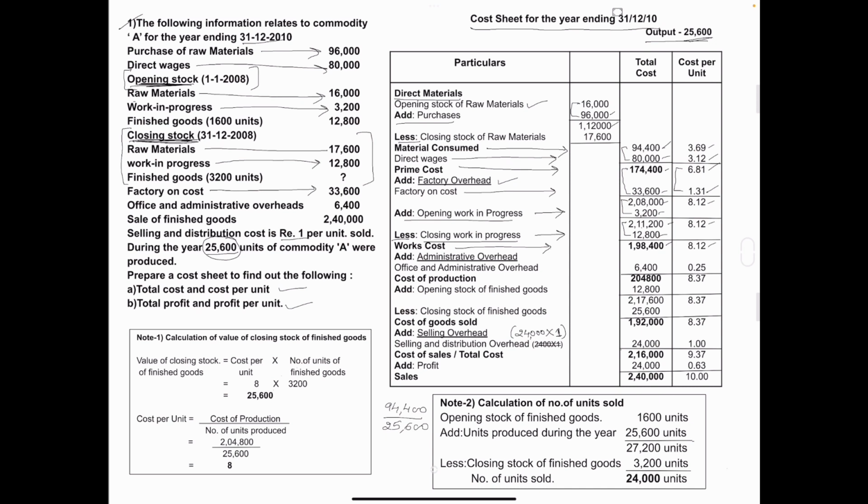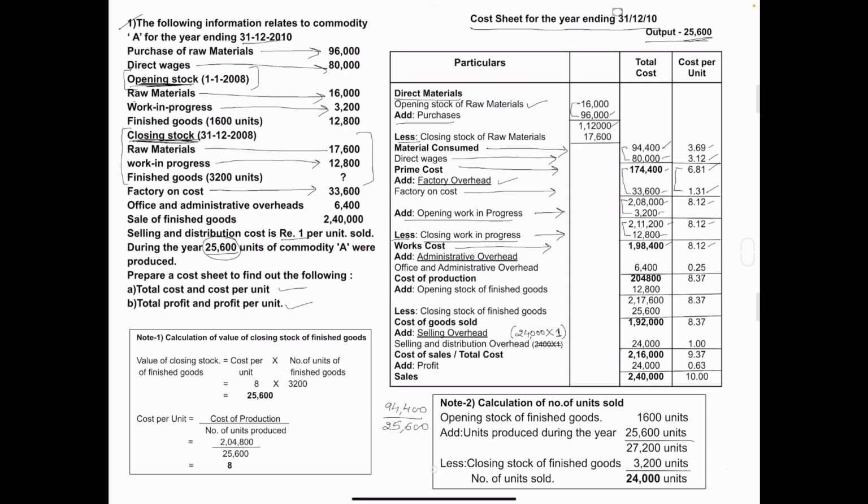After that, we have to add administrative overhead. One more name for this is office overhead. Any charges, any expenses or any overhead related to office or administrative will be taken under this head. For example, printing and stationery, depreciation on furniture, office manager salary, then insurance, all these expenses we will take under this head.